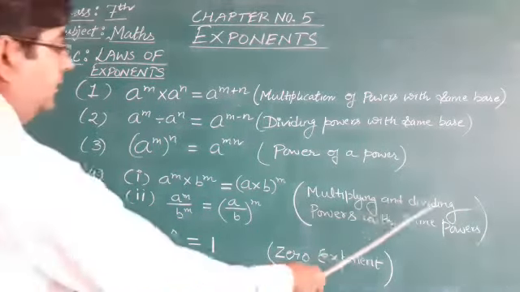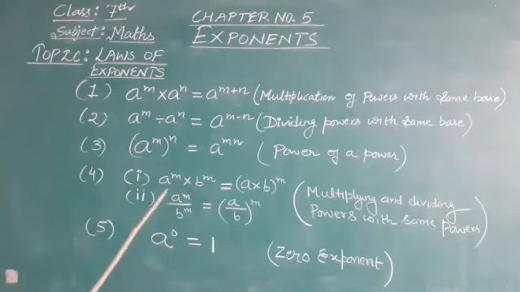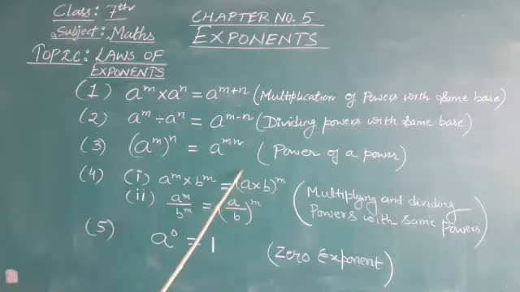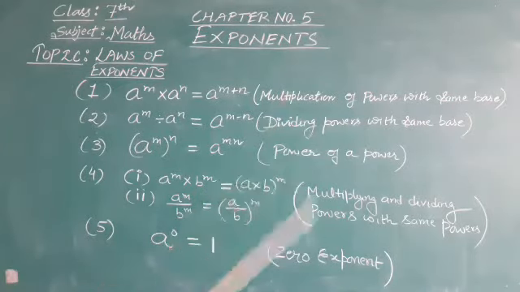Now multiplying and dividing powers with the same exponents. a to the power m multiplied by b to the power m. Here the bases are different, but the power is the same. So we will multiply a into b, and raise the whole to the power m. Similarly, a to the power m divided by b to the power m. Here a and b have different bases, but the power is the same. So a upon b, and raised to the whole m.